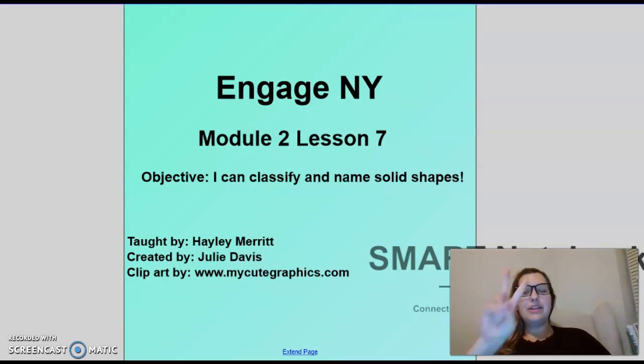Meredith. Today we're going to do Module 2, Lesson 7. And our objective is I can classify and name solid shapes. So we're going to be able to look at those 3D solid shapes and figure out what features make up that shape, and put them into different categories, okay?